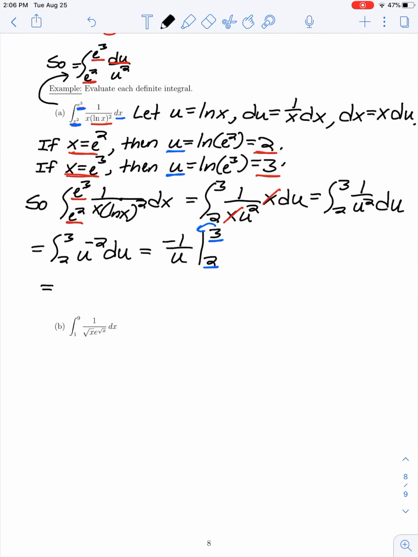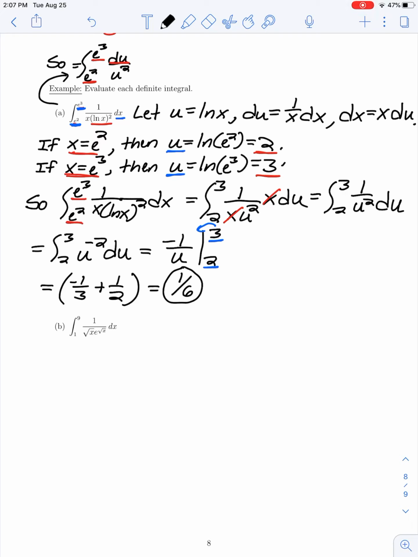So when we substitute 3 in for u, we get -1/3. And then we subtract the value that we get when we substitute 2 in, which would be -1/2. So subtracting the -1/2, we have +1/2. And so -1/3 plus 1/2 leaves me with a value of 1/6. Okay.